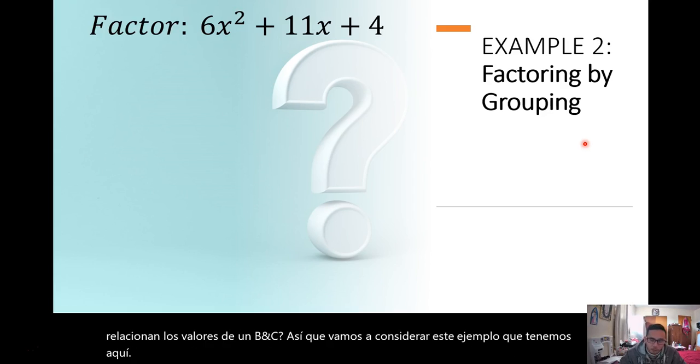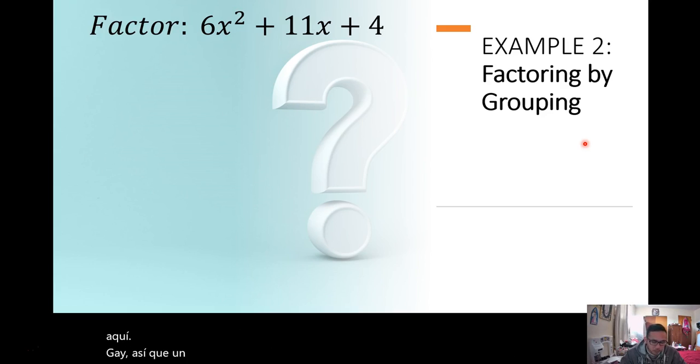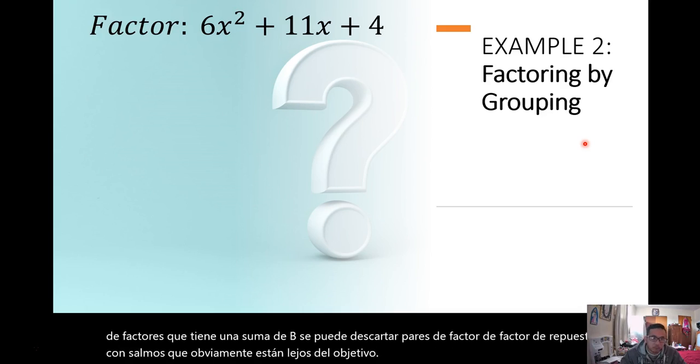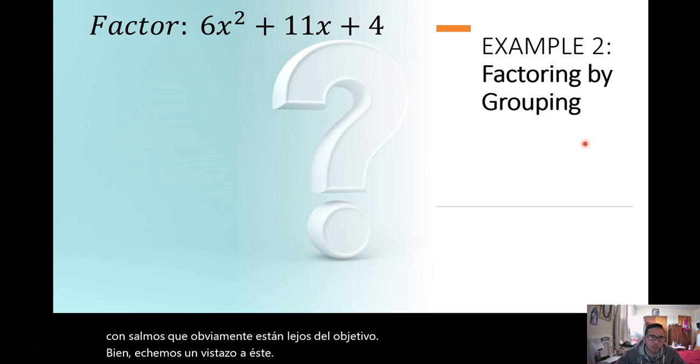Okay, so a tip for you guys is that to speed up your search when looking for a factor pair that has a sum of b, you can rule out factor pairs with sums that are obviously far from the target. Okay, so let's take a look at this one. So we have 6x squared plus 11x plus 4.